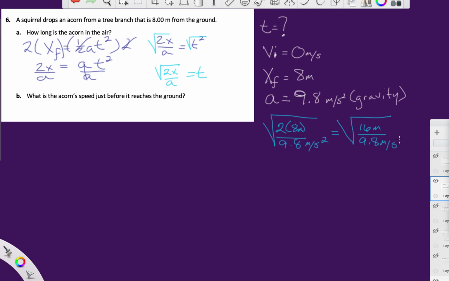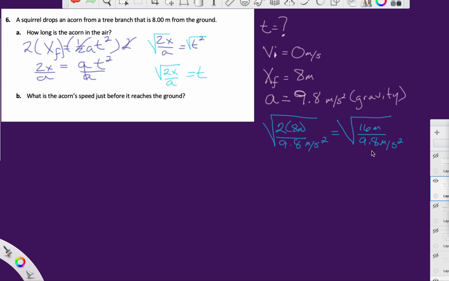Why didn't I make gravity negative? I hope some of you have asked. You don't need to make gravity negative because the acorn is only going in one direction. We haven't thrown the acorn up to come down. So either way, we would have been okay. We would have had a displacement of negative 8 meters if we made downward negative. I don't want to confuse you.